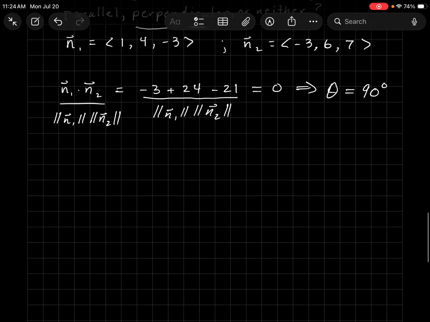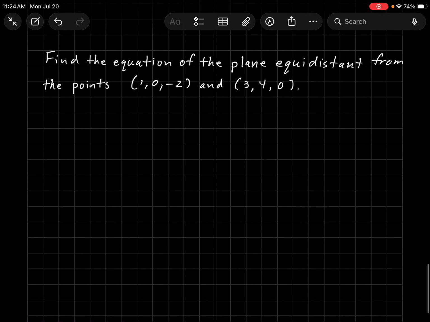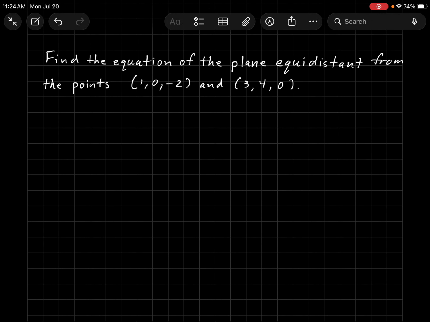Let's try one final problem, different from the others. Let's find the equation of the plane that is the same distance from the points 1, 0, negative 2, and 3, 4, 0. So my drawing is not going to be to scale at all, but just to see what's happening. Suppose I had the point 3, 4, 0 up here, and the point 1, 0, negative 2 over here, and the plane is right there between them.